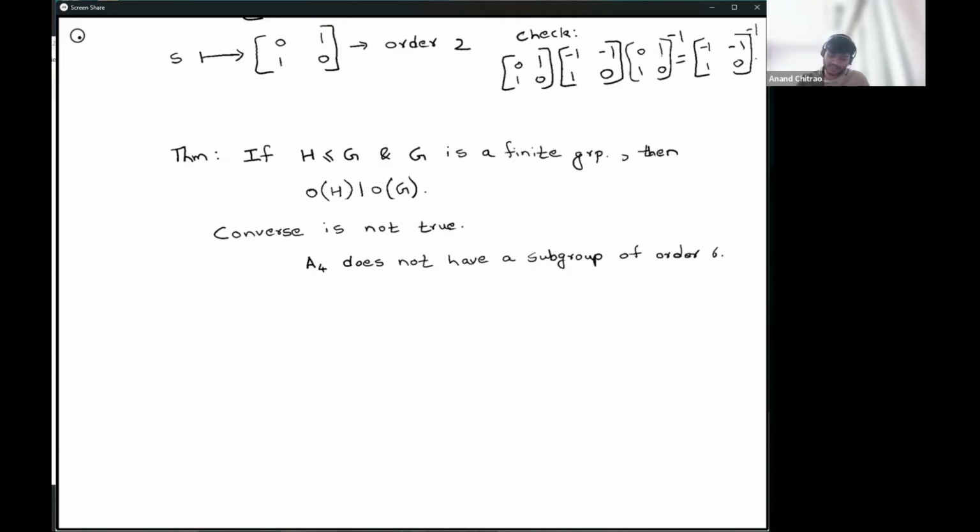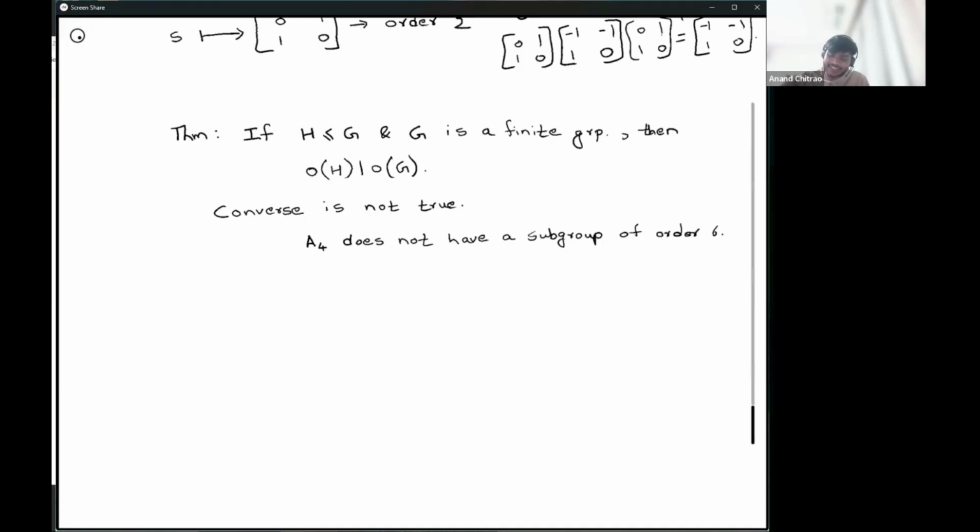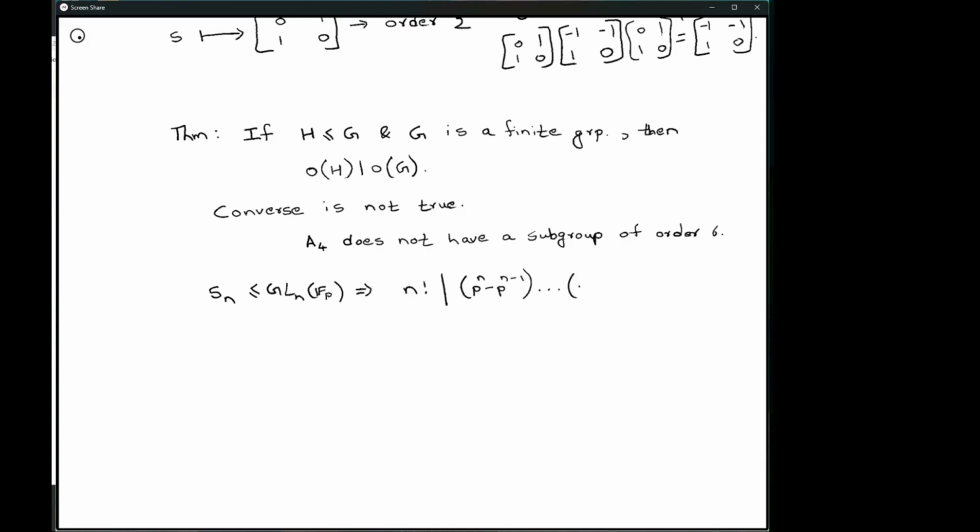So this theorem has some nice consequences. Let me tell you some of them. As we saw, Sn is a subgroup of GLn(Fp), right? That implies the order of Sn divides the order of GLn(Fp). This means n factorial divides p^n minus 1 times p^n minus p, and so on, up to p^n minus p^(n-1).